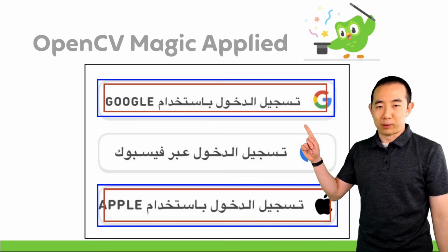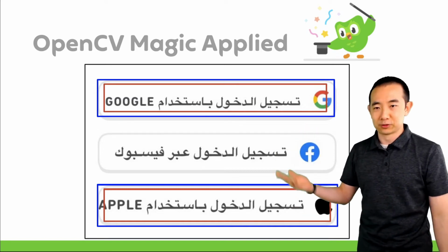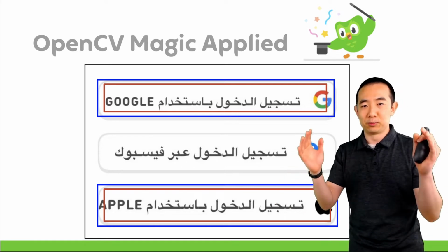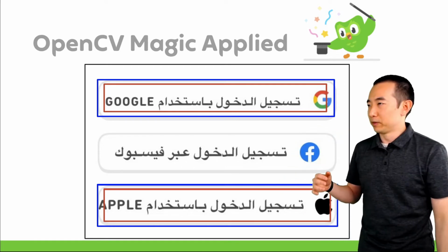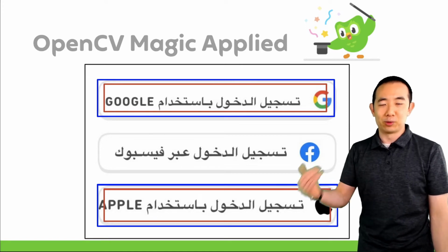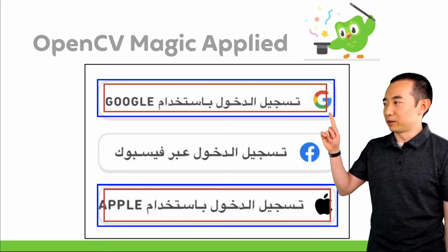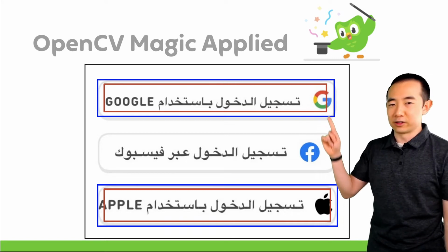The blue box is where the code believes the outline of the button to be, so it's pretty close. And then the red box is just the blue box but shrunk in just a little bit. And this is where we expect there to be nothing. This is the area that should be the padding between the text and the edge of the button. And we can see in the Google link that the Google image, the logo here, has intersected the red line.